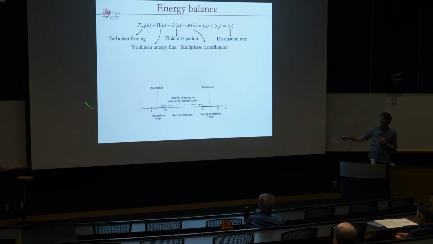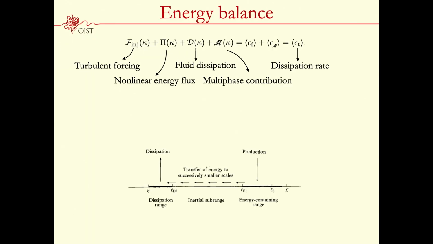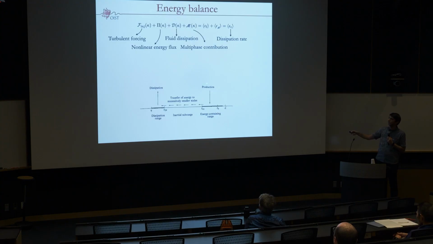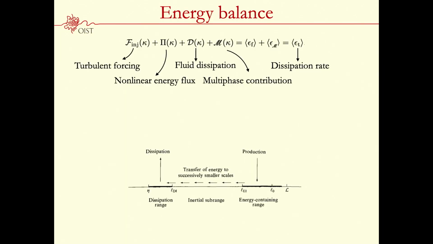And if you remember this picture that I showed you before, it's just the mathematical way of seeing this. So there is this first term, F, which I call turbulent forcing, which is just a representation of the integral effect of the production. There is dissipation, which is dissipation again. There is this nonlinear energy flux, which is the integral across scales of this transfer of energy. So each of these terms is one of the elements of this sketch.